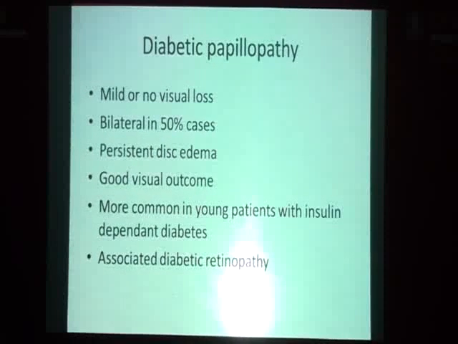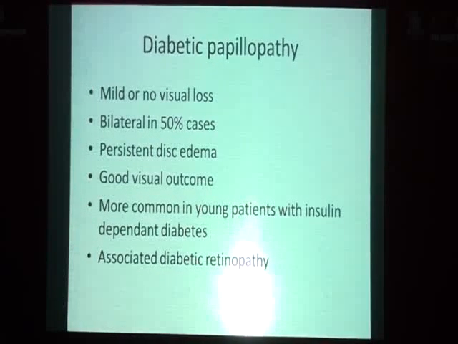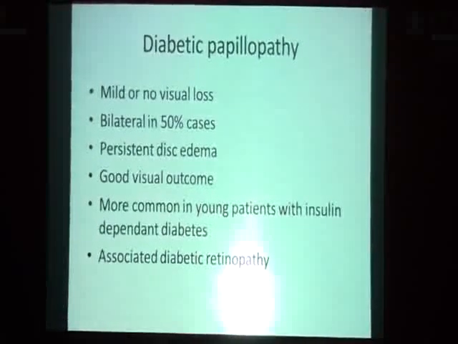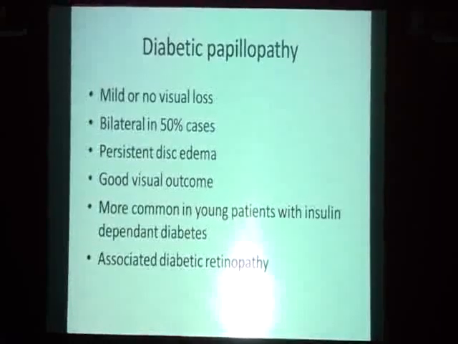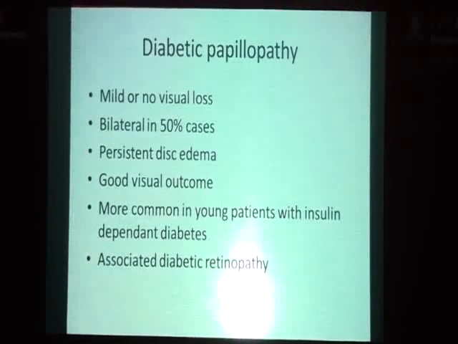There can be persistent disc edema for many months, and so the important thing is to follow up the patients for many months and keep expecting it to improve. If there is any sign of deterioration, it means it is going into irreversible ischemia. Good visual outcome is usually the prognosis, and most commonly it is seen in young patients with insulin dependent diabetes, and there may be associated diabetic retinopathy, as I said.